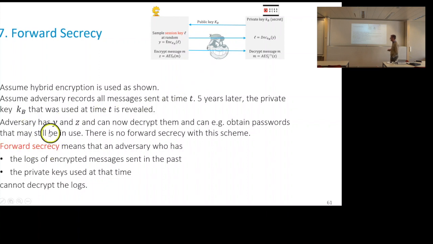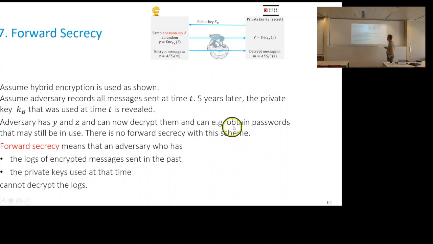Forward secrecy is a desirable property where we would be immune against that. Forward secrecy means that even if you have the logs and the private keys that were the permanent private keys that were used at that time, you cannot decrypt the logs. With the schemes we have given so far, it's not possible.